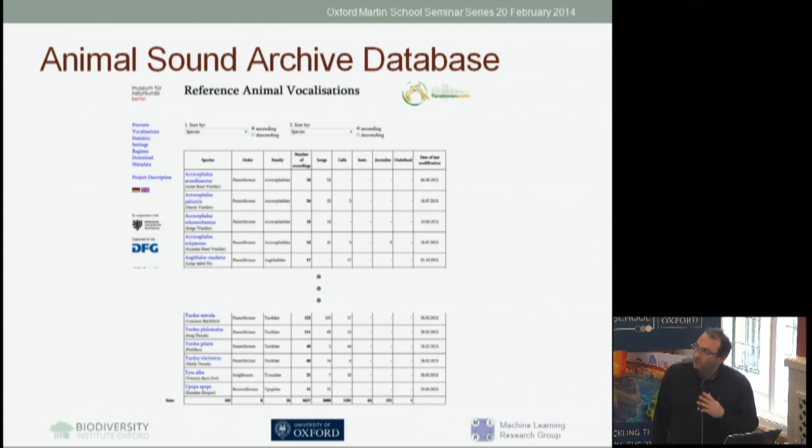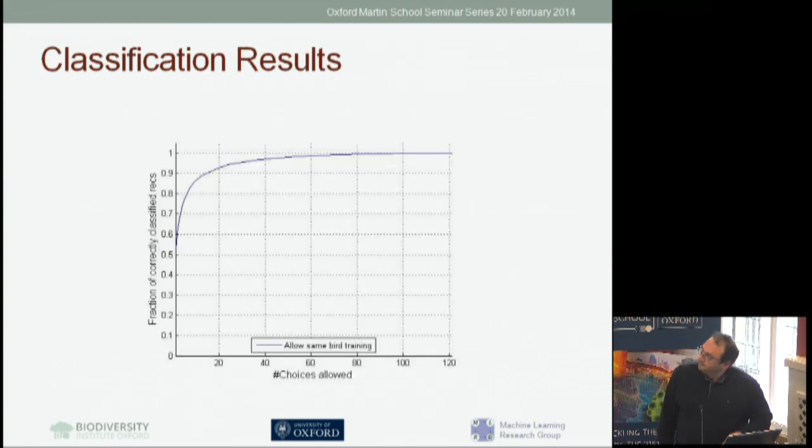We applied this approach to a database of recordings that is slightly out of date now. It currently has around 130 species and in excess of 5,000 recordings, and we classified these recordings on the basis of the algorithm that I briefly presented before. In this example, we had 120 classes, 120 different species, and this is the number of choices that we allowed the classifier to have. In the first try, the classifier got it right around 55% of the time.